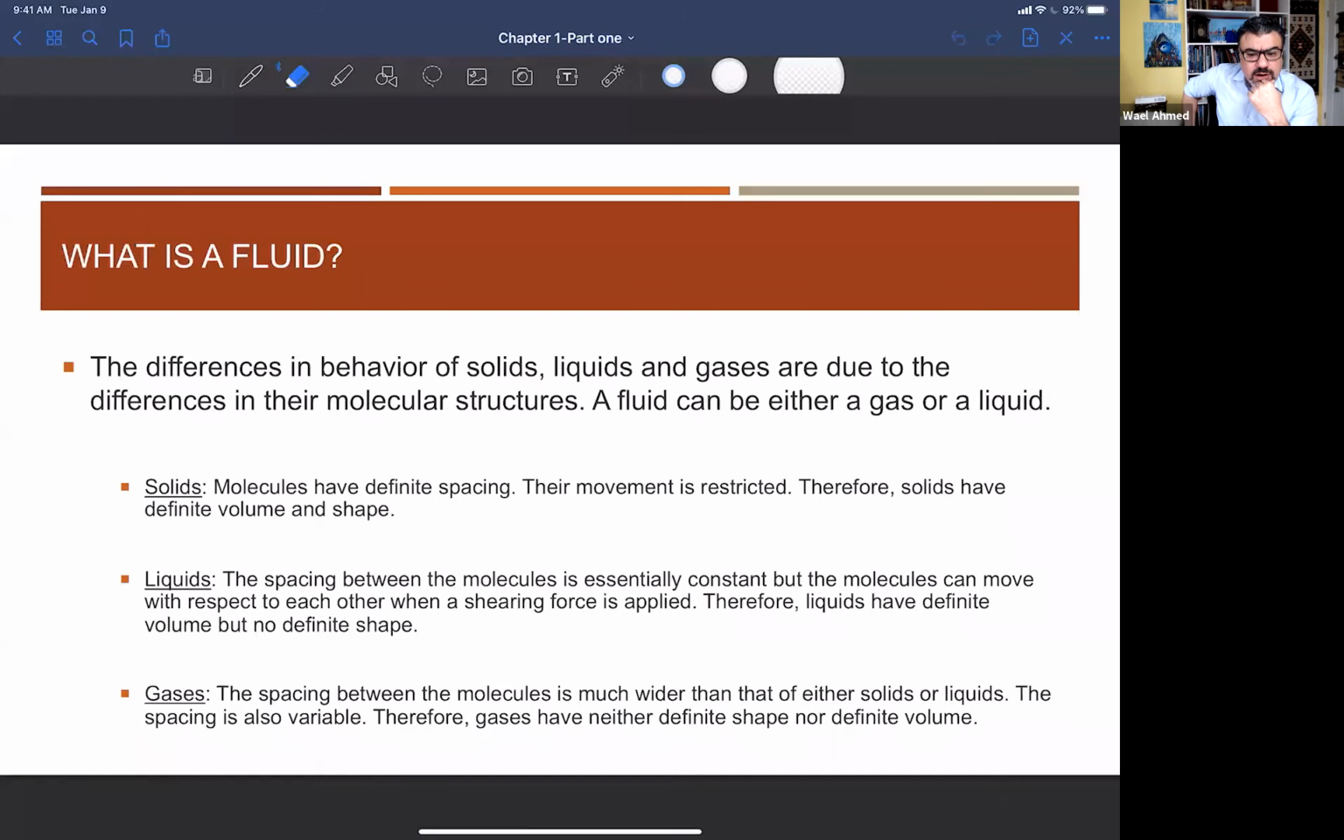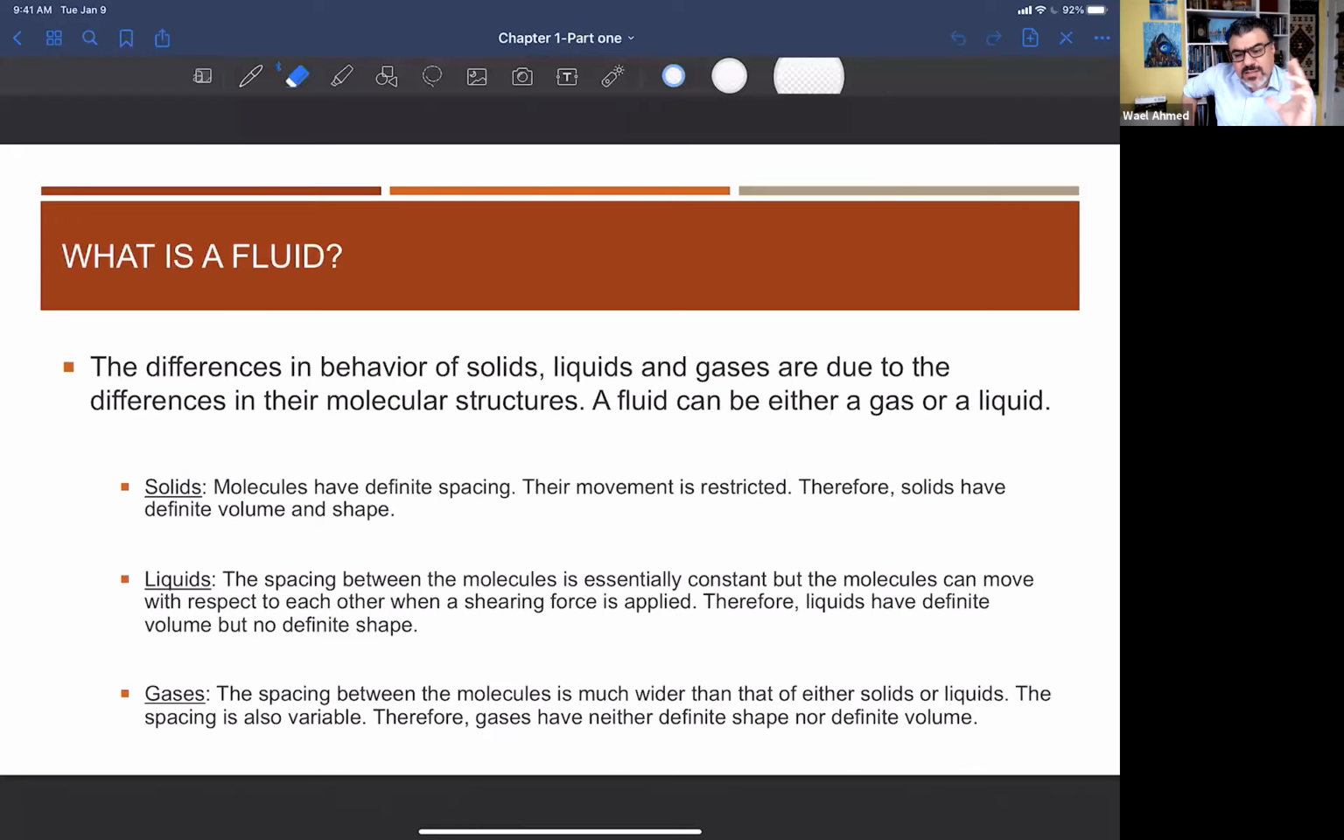So in general, we are not concerned with particles, but with those particles affecting the properties of the fluids. For solids, for example, the forces between the molecules are very, very strong. And that's why solids are always considered to have a definite volume and a definite shape, right?